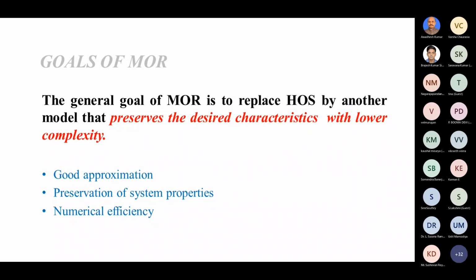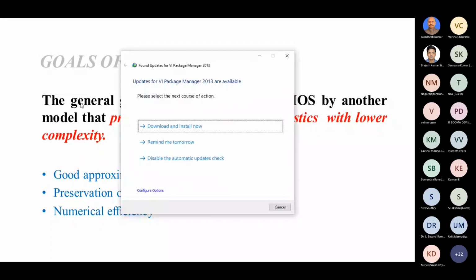What are the goals of model order reduction? In general, the goal is to replace an existing higher order system by another model which preserves desired characteristics with lower complexity. What are the requirements? It must have a good approximation. What do we mean by good approximation? The reduction technique should yield a reduced order model which captures the most dominant dynamics and approximates the state vector or input-output behavior of the higher order system, either in time or in frequency domain. Then it must preserve the system properties.